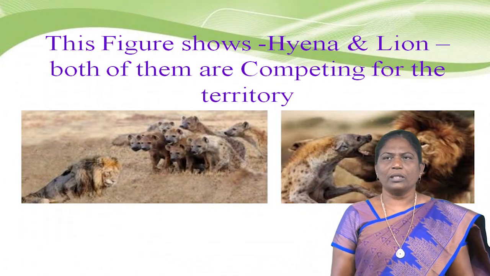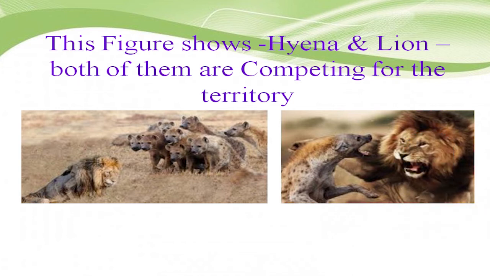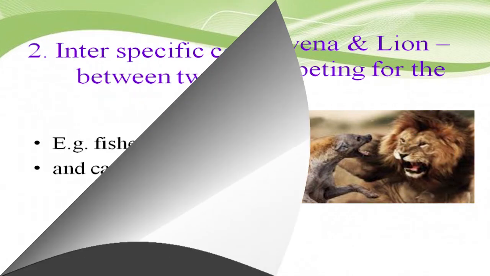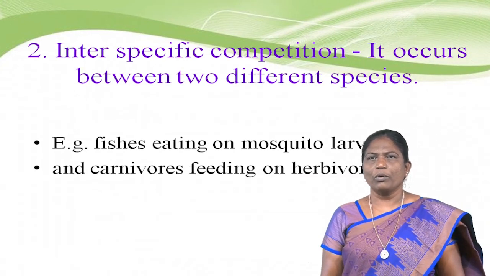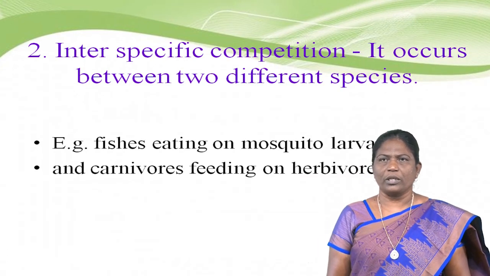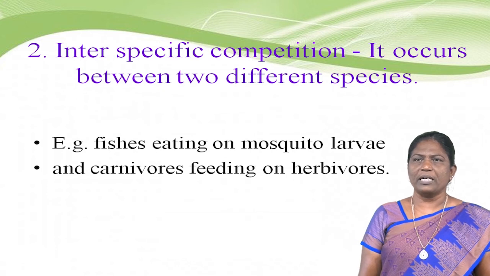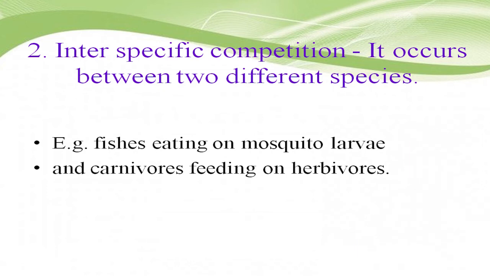This figure shows the relationship between hyena and lion. Here both of them are competing for the territory. The next is about the interspecific competition. It occurs between two different species. For example, fishes eating mosquito larvae and carnivores feeding on herbivores.